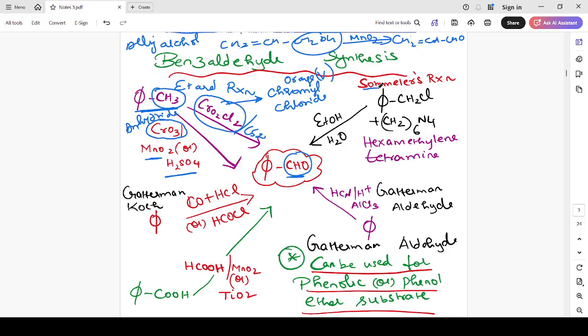The next reaction is called Sommelet's reaction. I have benzyl chloride and hexamethylene tetramine. Hexamethylene tetramine we are using here, where the benzyl chloride is getting converted into benzaldehyde. Or you could understand it would have become benzyl alcohol. Further oxidation would have given you benzaldehyde.